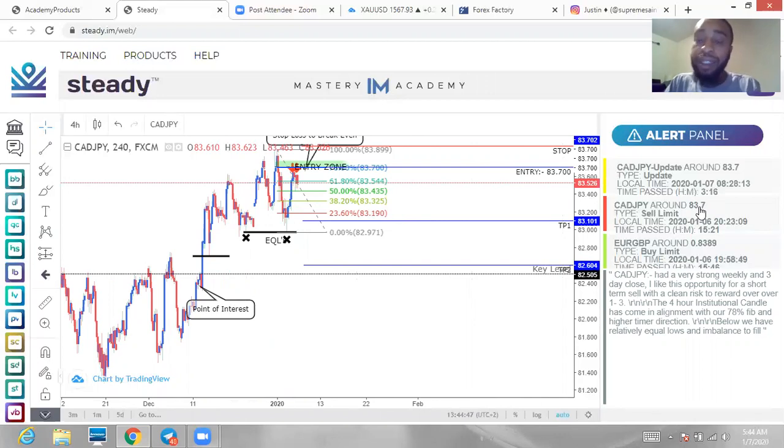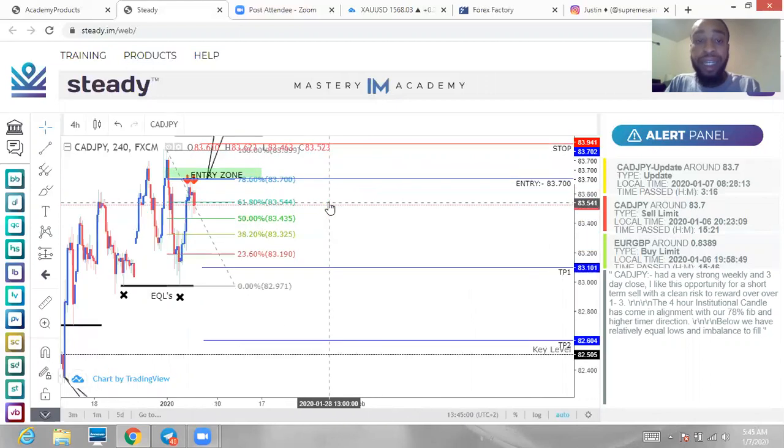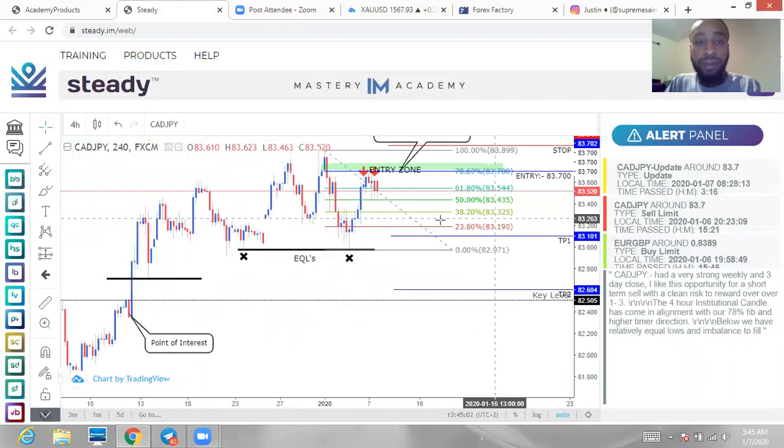A sell limit means that you would be expecting the market to continue to trend up before rejecting off of wherever you put your entry and then continuing to trail down. Now, a sell limit would not activate if the entry point never gets hit. Our entry point got hit, which I will show you.